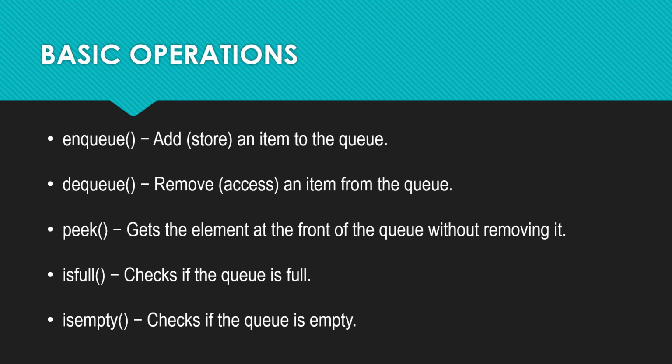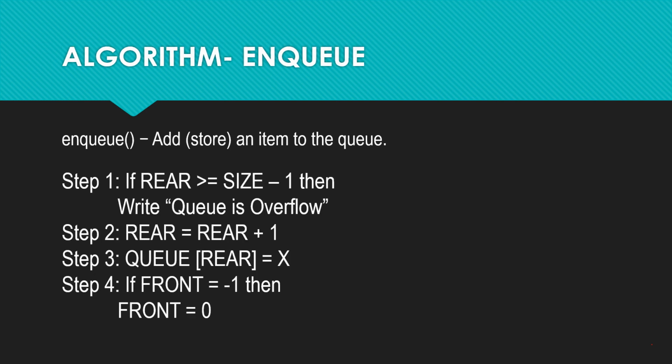Is full: check if the queue is full or not. Is empty: it is to check if the queue is empty or not. The first operation is enqueue. In the enqueue operation, the algorithm which we are going to perform has 4 steps.